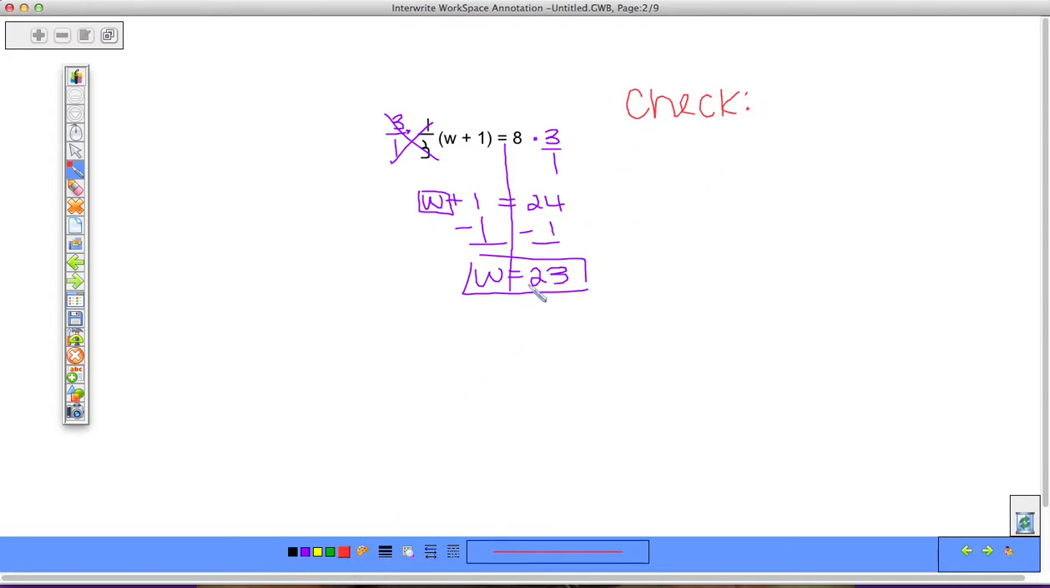We check by plugging in our answer for the variable. So this one becomes 1/3 times 23 plus 1 equals 8. 23 plus 1 is 24. And 1/3 of 24 is actually 8, so I know we did it right.